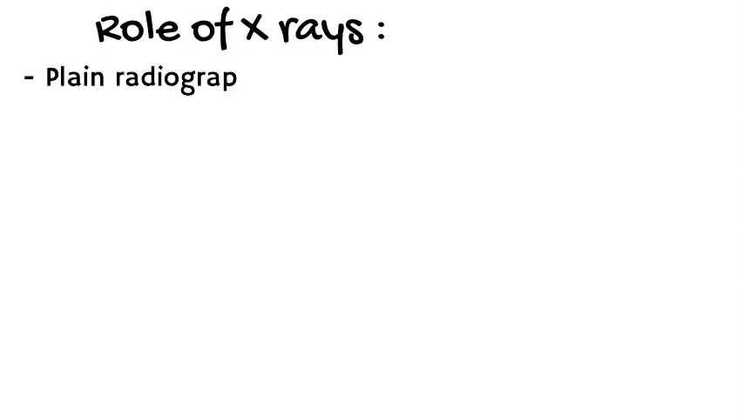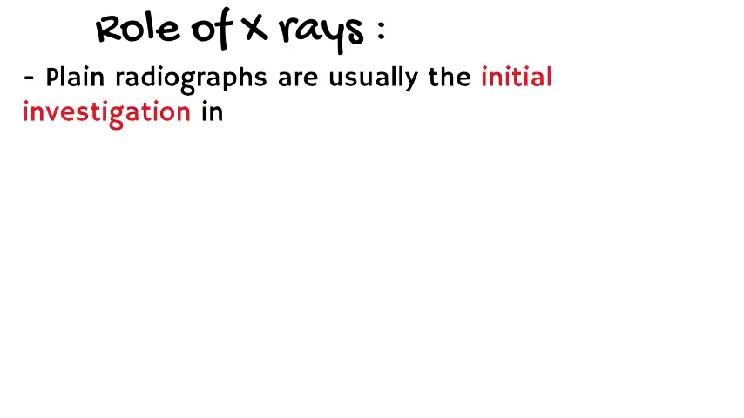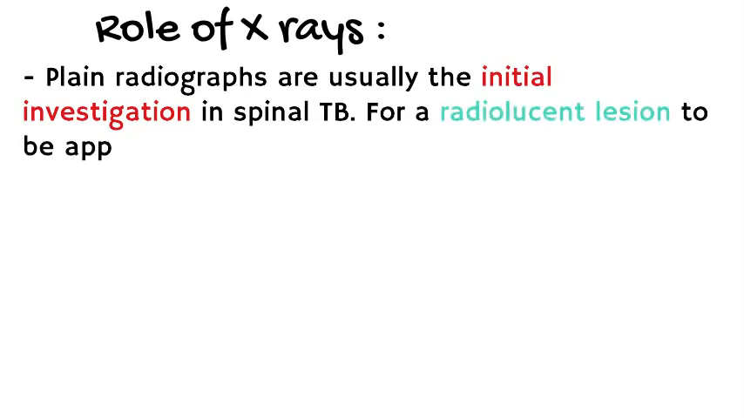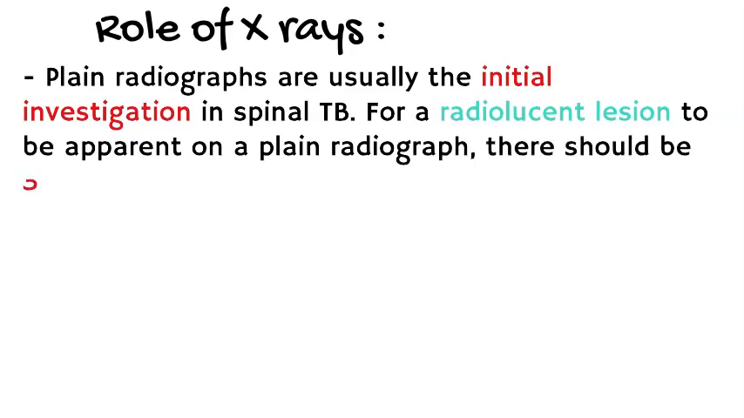What is the role of X-ray? Plain radiographs are usually the initial investigation in spinal tuberculosis. For a radiolucent lesion to be apparent on a plain radiograph, there should be 30% of bone mineral loss.